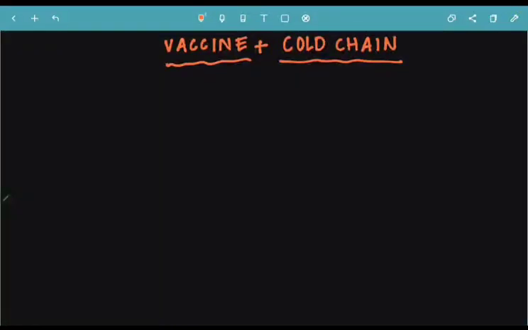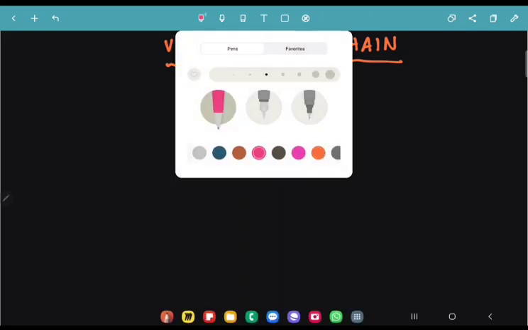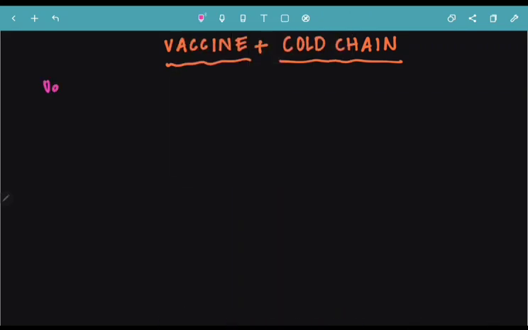So today we are going to cover a very important topic in community medicine, which is vaccine and cold chain. So vaccines. What are vaccines? Basically, vaccines are examples of active immunity. And if you see, there are certain MCQs.